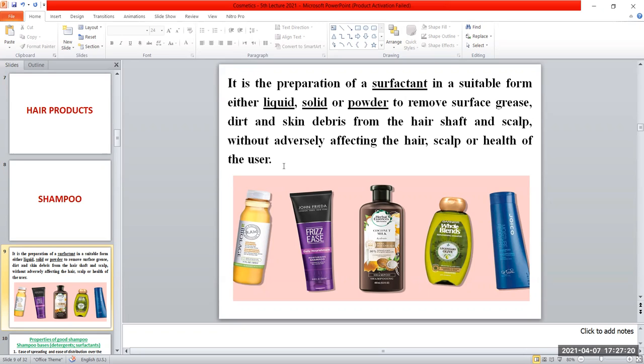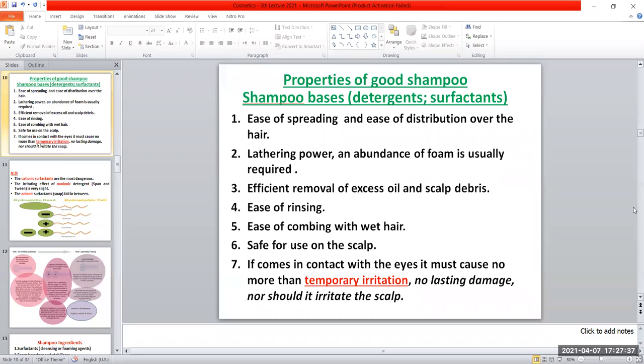يعني لازم إن الشامبو ده هو with all its ingredients to be safe when applied on the head, to be safe when applied on the scalp. Causing no harmful effect or no irritating effect on your scalp. Right. What are the properties of a good shampoo?